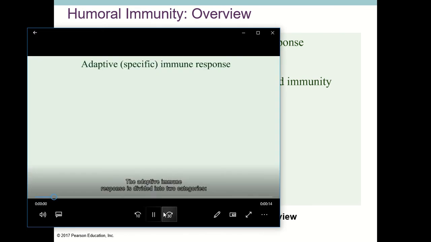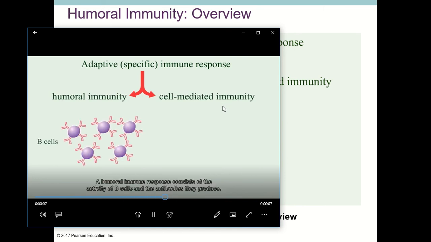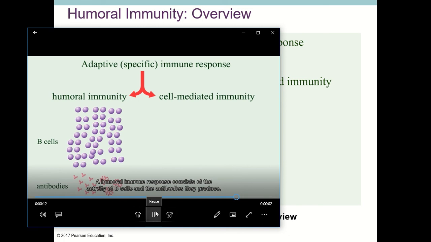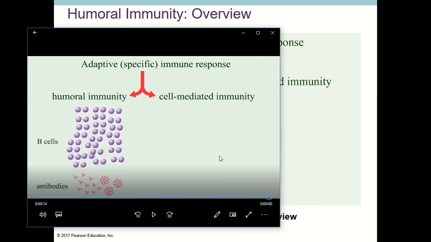The adaptive immune response is divided into two categories: humoral immunity and cell-mediated immunity. A humoral immune response consists of the activity of B cells and the antibodies they produce. Again, two divisions to the adaptive immune system.